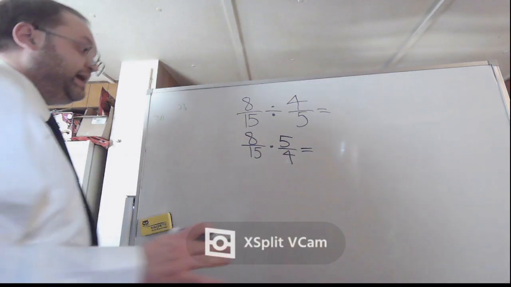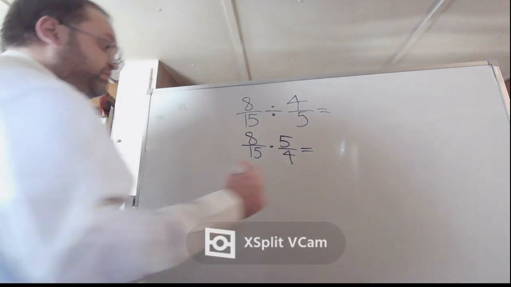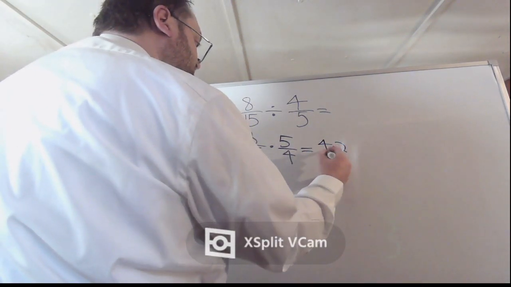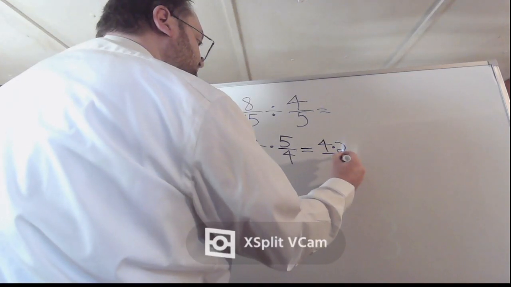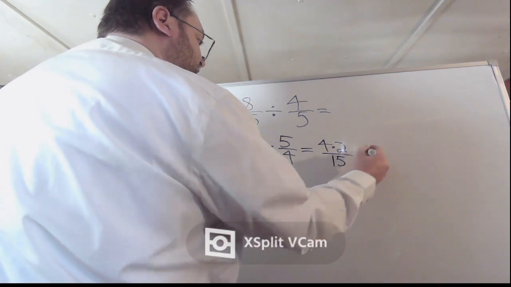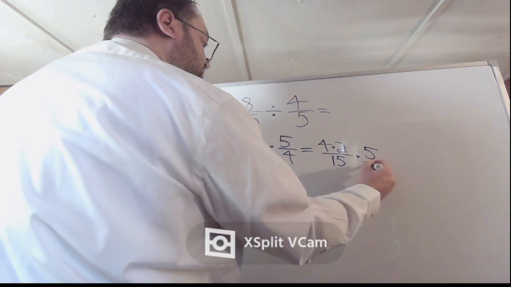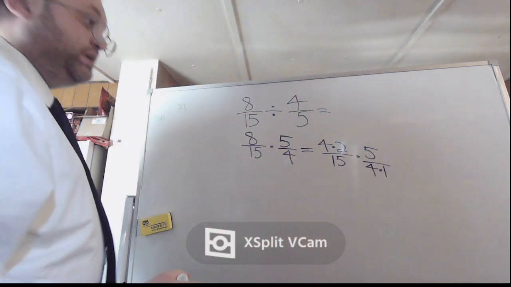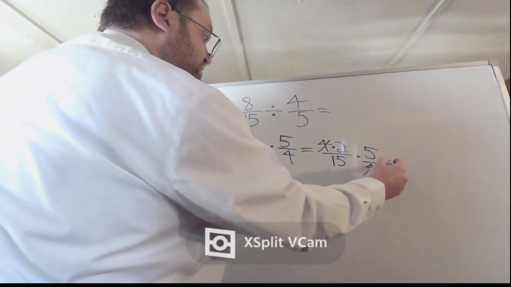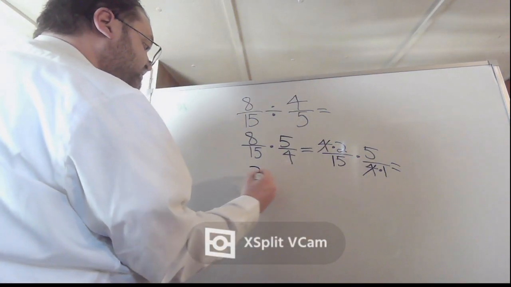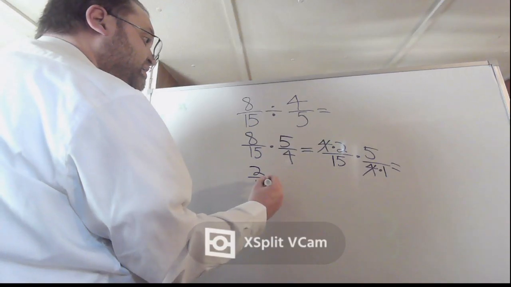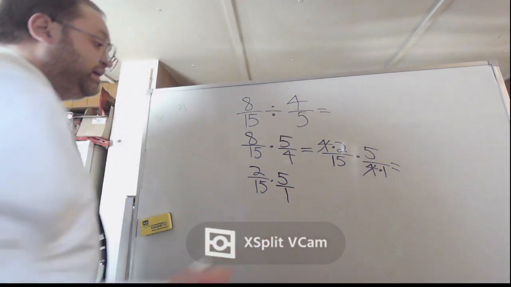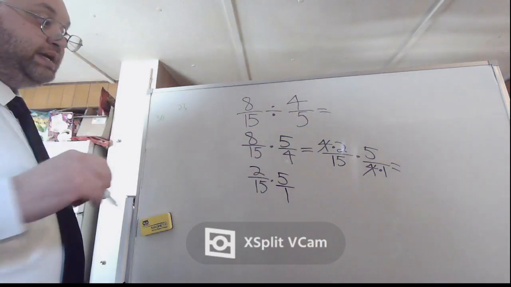So 8 has factors that involve 4, 4 and 2. So you'll have 4 times 2 over 15 times 5 all over 4 times 1. Well, we know the 4's will cancel out, so you are left with 2/15 times 5 over 1. However, we still haven't factored out everything we can.